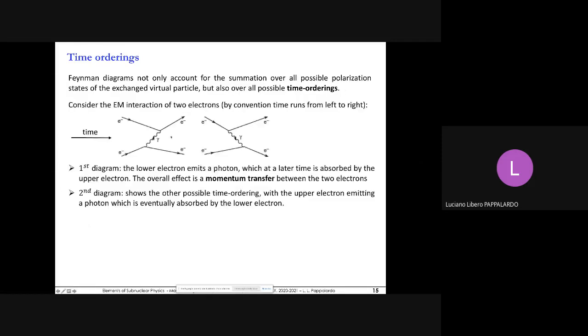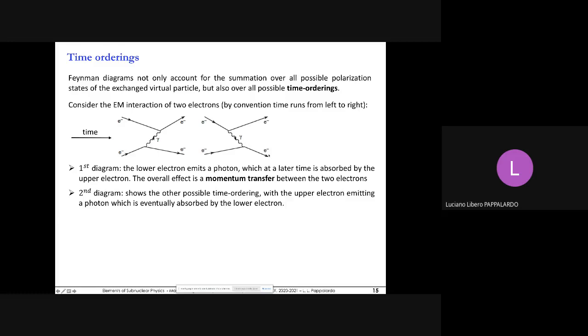So consider these two processes, okay? These two electromagnetic interactions where two electrons exchange a virtual photon. In the first diagram, time, as usual, goes from left to right. In the first diagram, the lower electron emits a photon, which at a later time is absorbed by the upper electron. And the overall effect is a momentum transfer between the two electrons. Let's now consider the second. This is the opposite. This corresponds to the other possible time ordering, where now the upper electron emits the photon, which at a later time is absorbed by the lower electron.